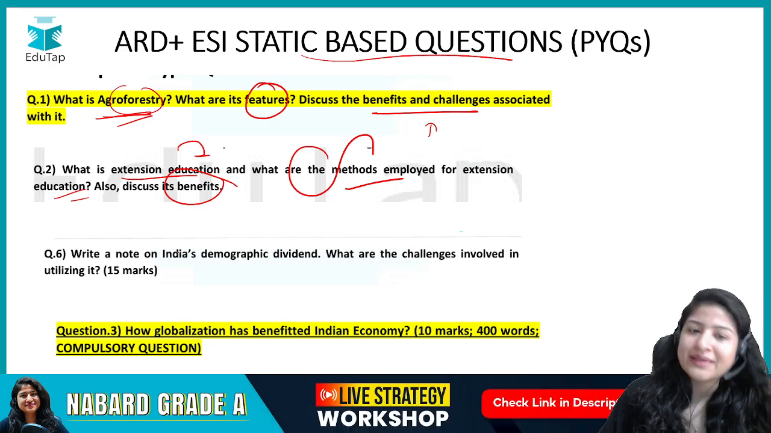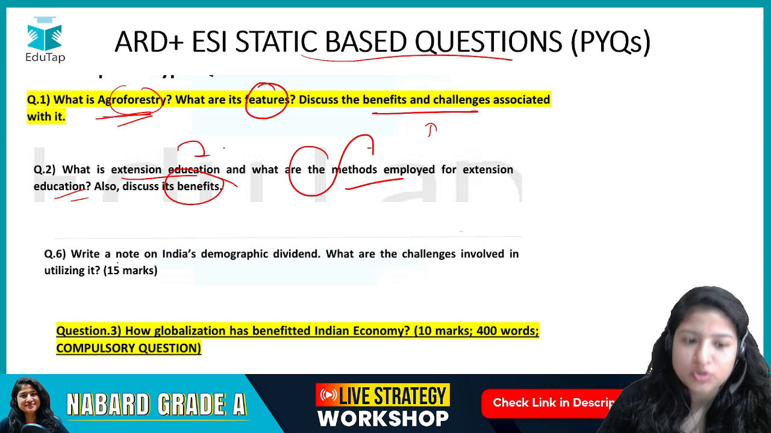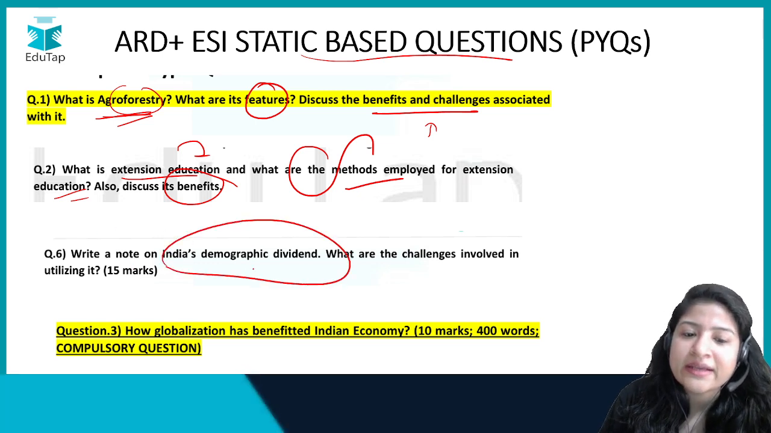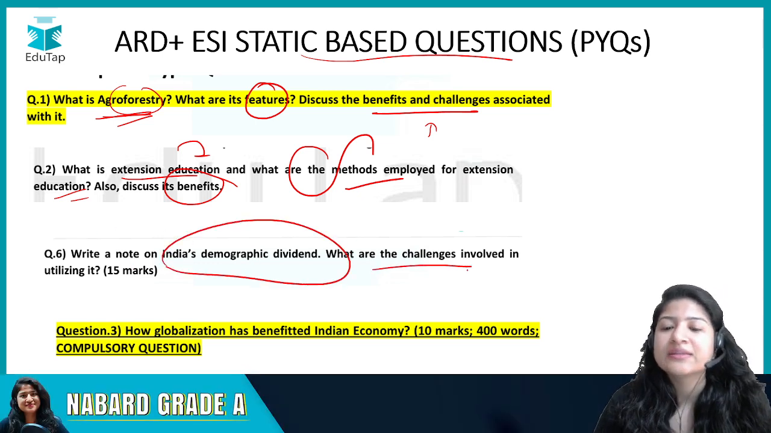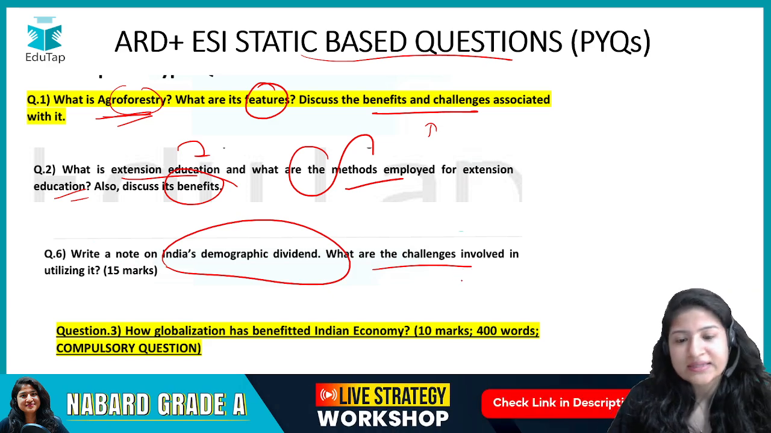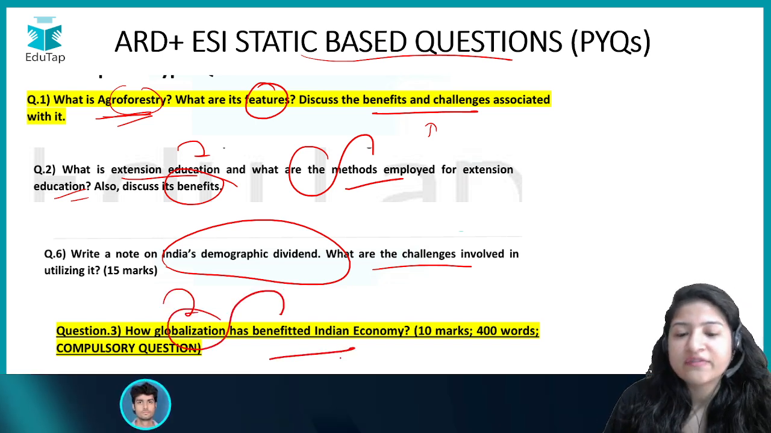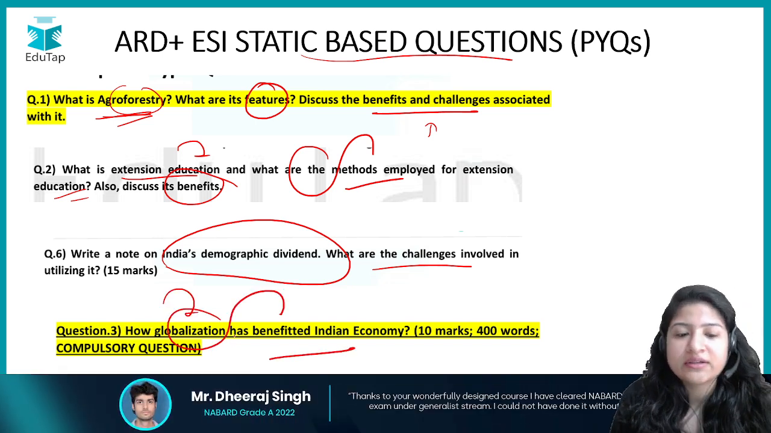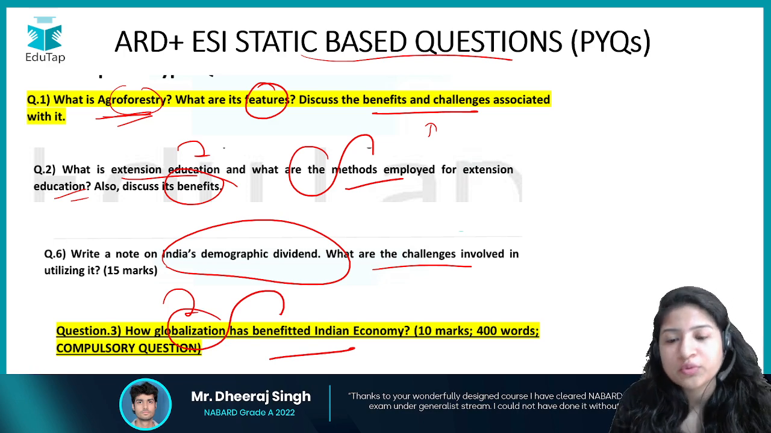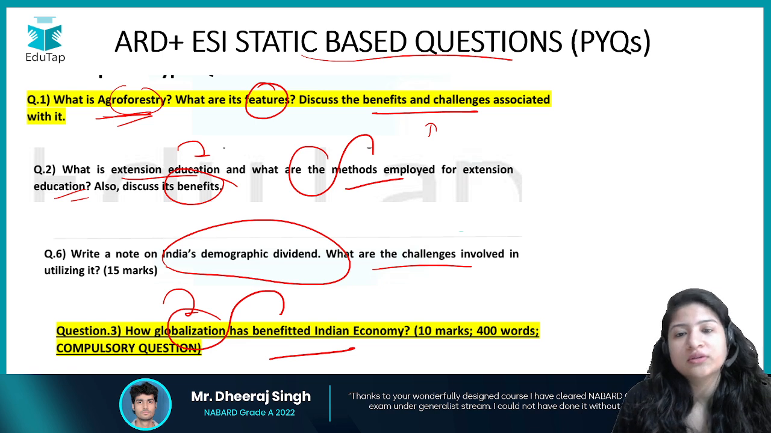Now let's look at some ESI questions also. Next is the question: write a note on the Indian demographic dividend and the challenges that are involved in utilizing it. Ultimately, if we look at another question, how has globalization benefited the Indian economy? This is a compulsory question that was asked in the year 2022 and you had to answer this particular question, right?